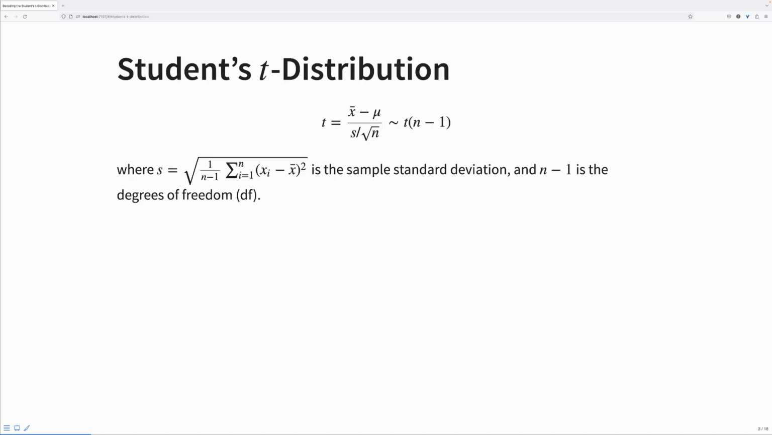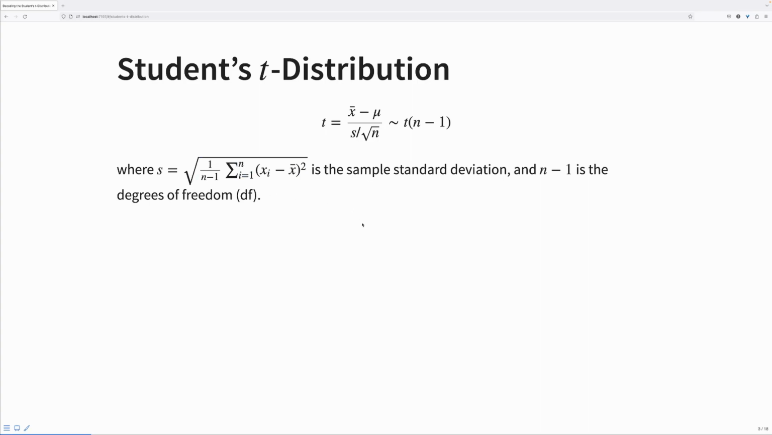The t-distribution is also called Student's t-distribution, and when we calculate the test statistic, we use the sample standard deviation instead of the population standard deviation. The test statistic follows a t-distribution with degrees of freedom equal to n-1. Okay, so here's how you calculate the sample standard deviation.